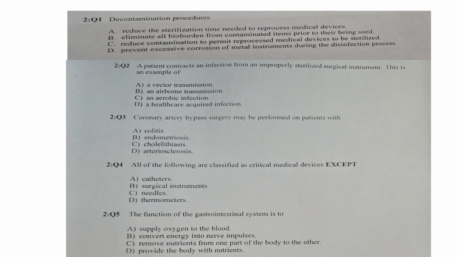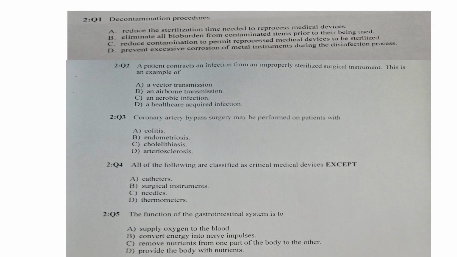All right. So question 1, decontamination procedures. A, reduce the sterilization time needed to reprocess medical devices. B, eliminate all bioburden from contaminated items prior to their being used. C, reduce contamination to permit reprocessed medical devices to be sterilized. Or D, prevent excessive corrosion of metal instruments during the disinfection process. Let's think about this. The correct answer is C, to reduce contamination to permit reprocessed medical devices to be sterilized.